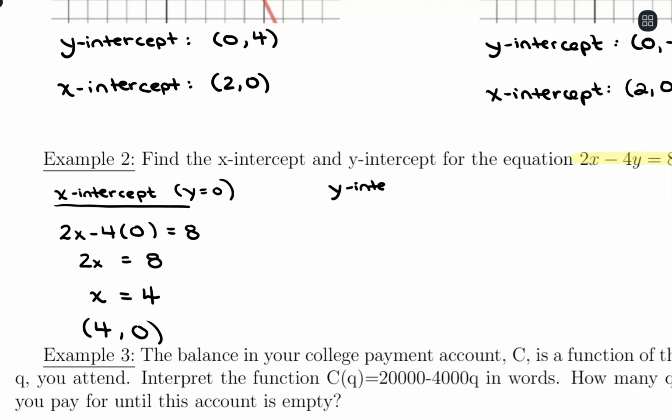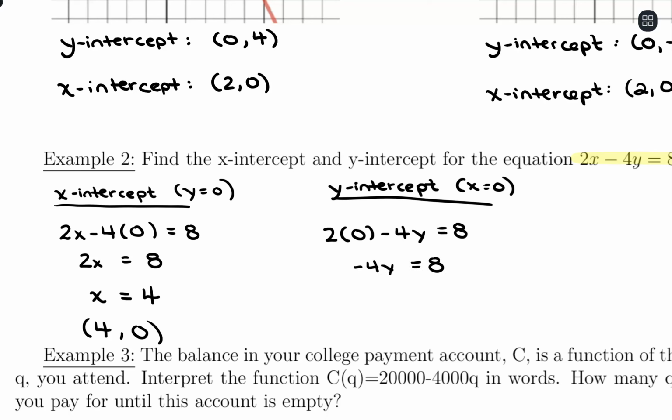For the y-intercept, we're going to do the same thing, except we set x equal to 0. So we're going to go 2 times x, but we're going to plug in 0 for x, minus 4y equals 8, and we're going to solve for y. So 2 times 0 is 0, so we're left with negative 4y equals 8. Divide both sides by negative 4, and we're left with a negative 2. So our coordinate 0, negative 2 is our y-intercept.